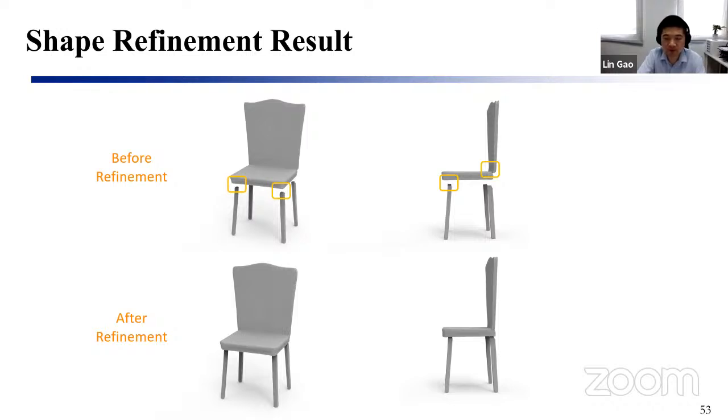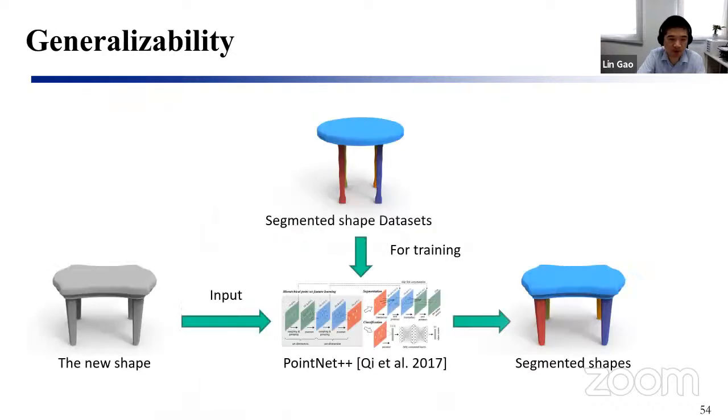And also this method could be generalized to other models because given new shapes, we could use a very famous segmentation method such as PointNet++ to do the segmentation, and then use the method we discussed before to encode the input shape. In fact, after the segmentation, we could encode each part, and each part's geometry could be viewed as the deformation, and the relation between these parts could be represented by the support graph.